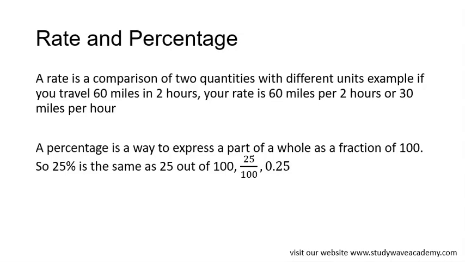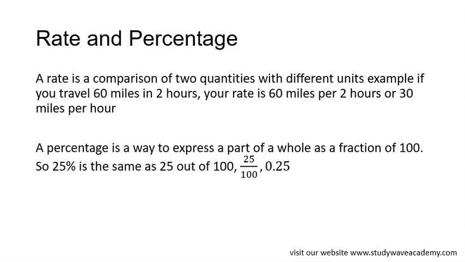So a rate is a comparison of two quantities with different units. Okay? A rate is a special ratio that compares two quantities with different units. Do you understand? Like the example we gave, 60 miles in 2 hours, your rate is 60 miles per 2 hours or 30 miles per hour, okay? Let's say if you can run 60 meters in 30 seconds, the rate is 60 meters per 30 seconds, okay? Do you understand?